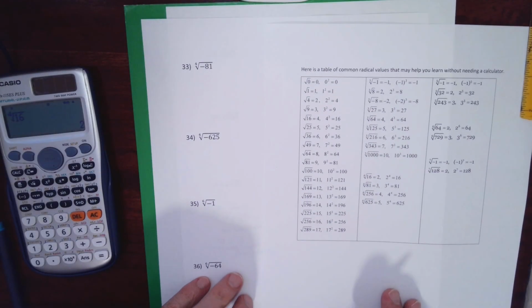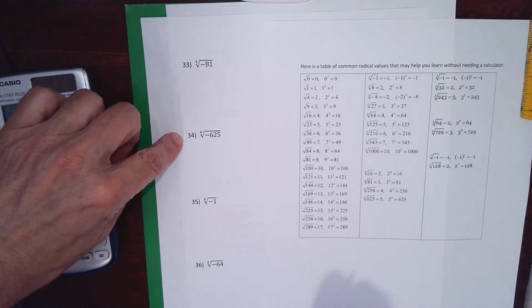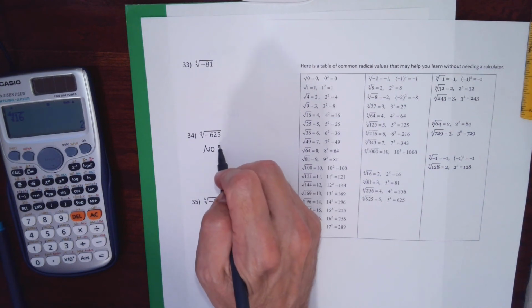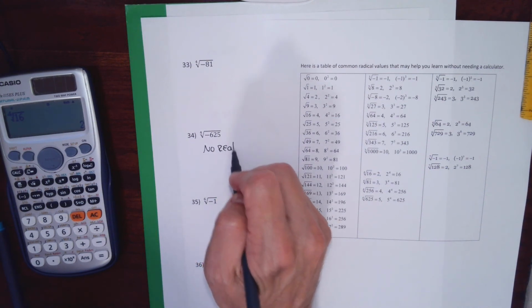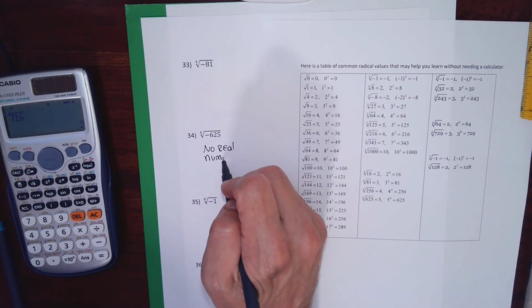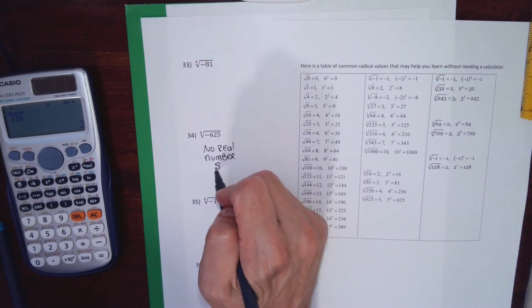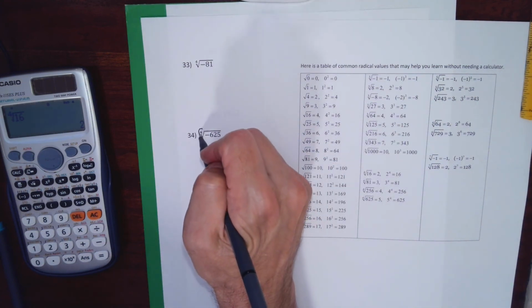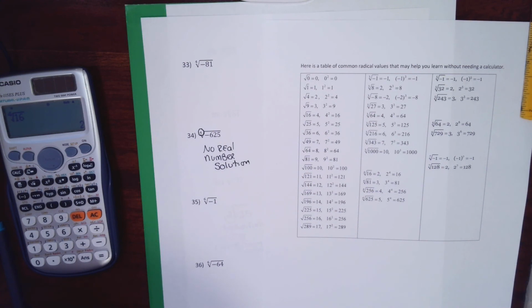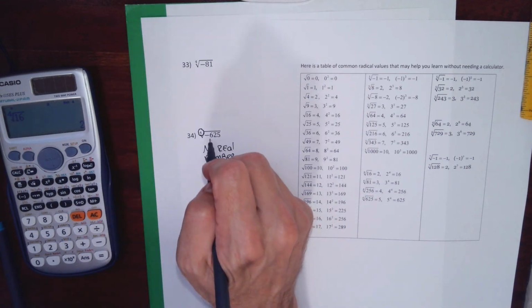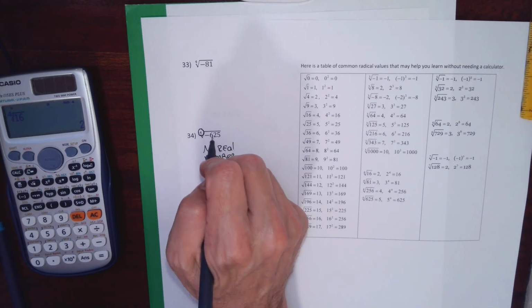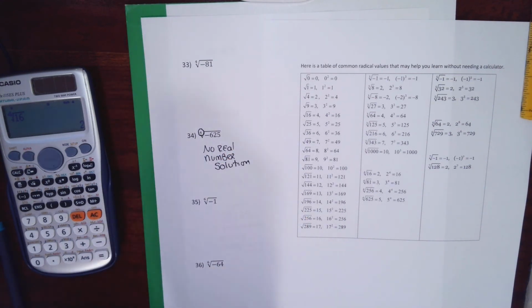The last few problems before we break. 34, even index, odd radicand, either no solution, or maybe no real number solution is a better way to say it because there are made up solutions to these, but I'd live with no solution. So the difference between having a solution and not having a solution is whether the index is even or odd. If the index is odd and you have a negative under the radical, you get a negative answer. If the index is even and you have a negative under the radical, you don't get a solution.